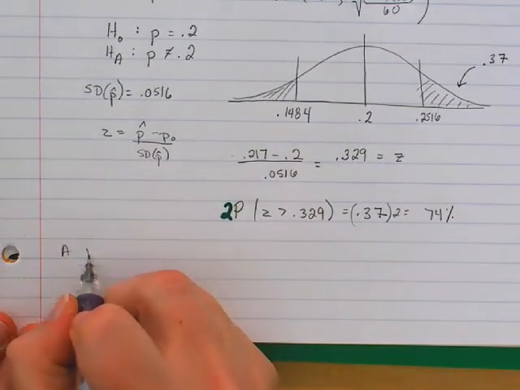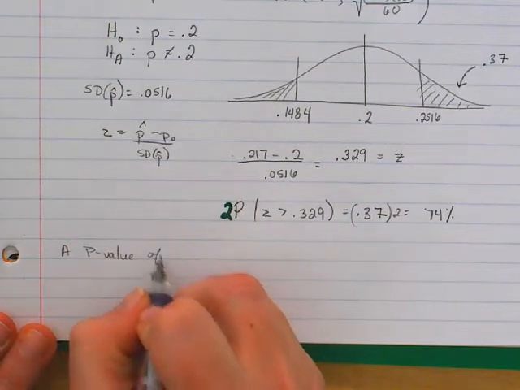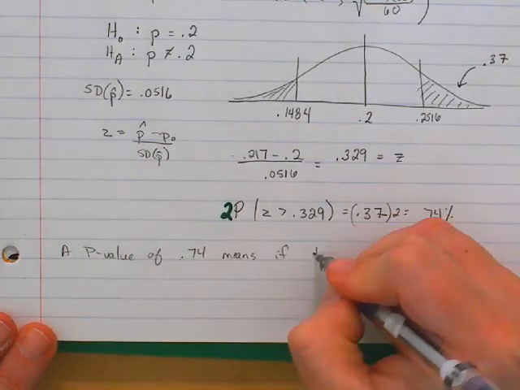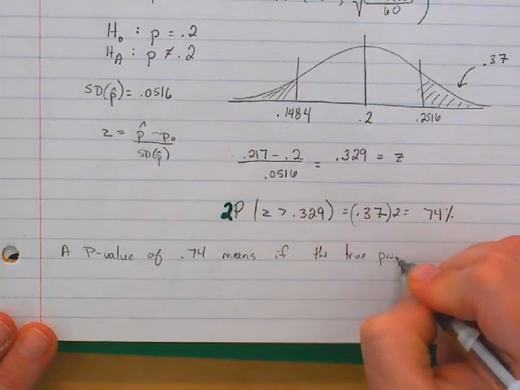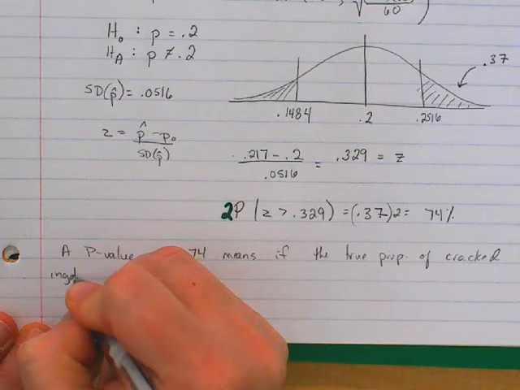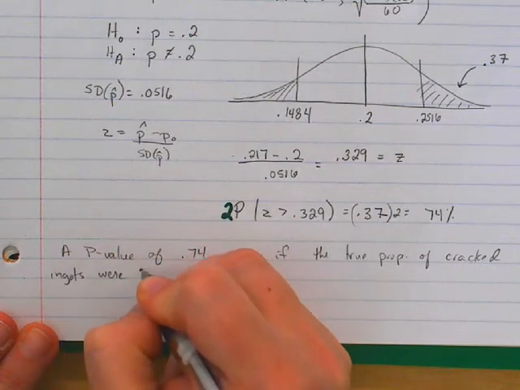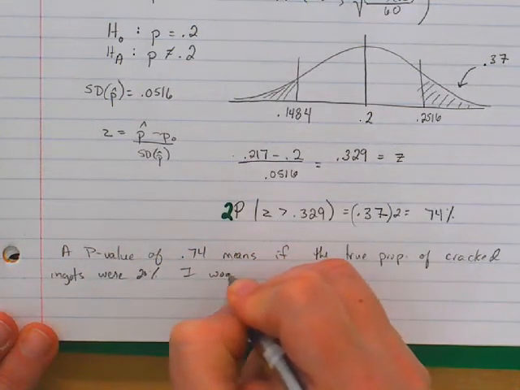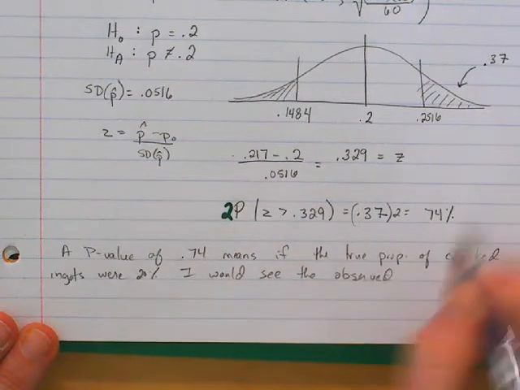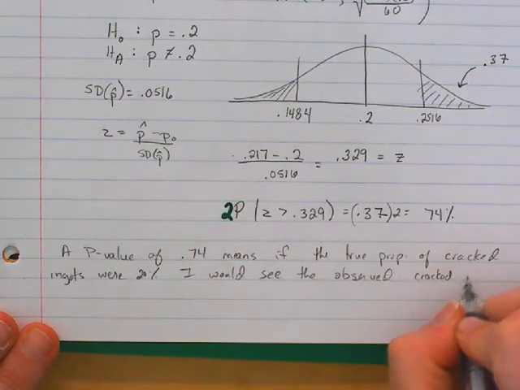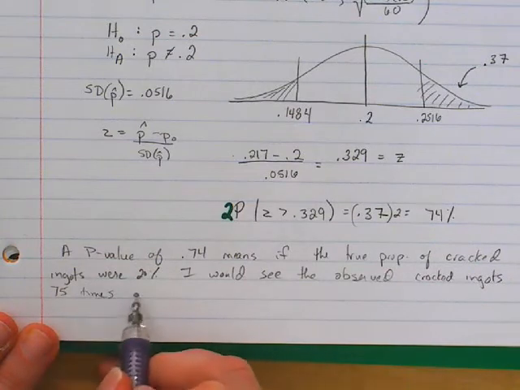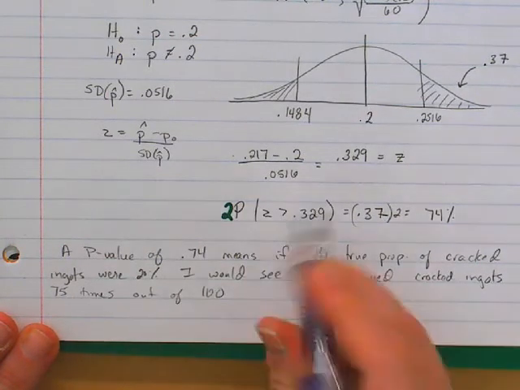This is where we get our sentence now. A p-value of 0.74 means if the true proportion of cracked ingots were 20%, I would see the observed cracked ingots 75 times out of 100.